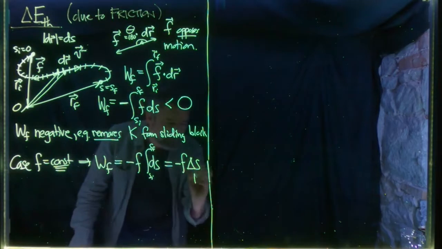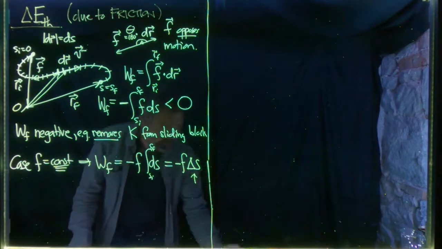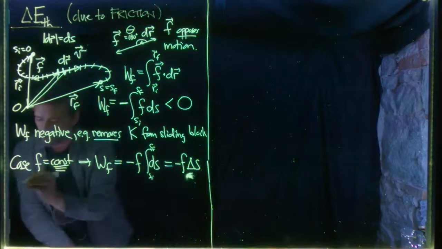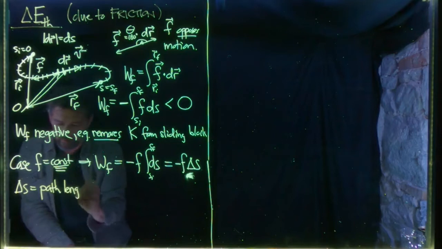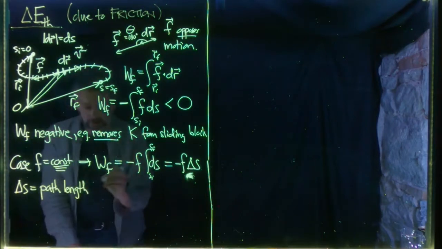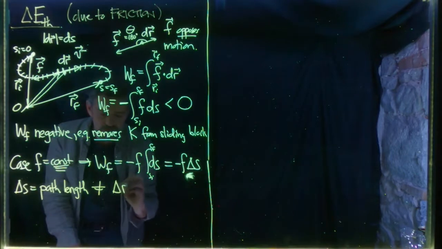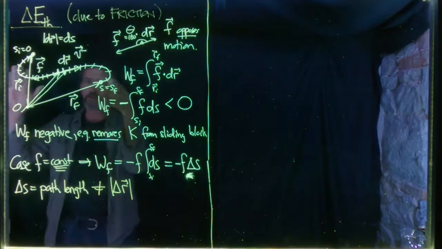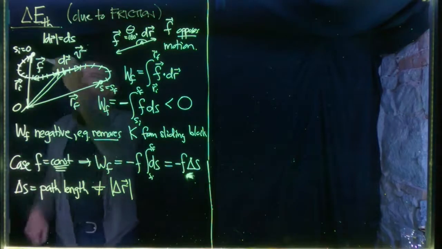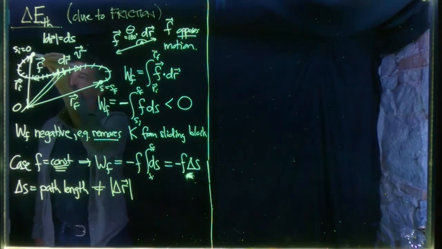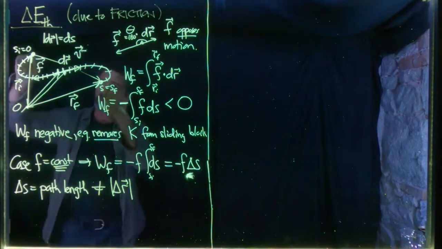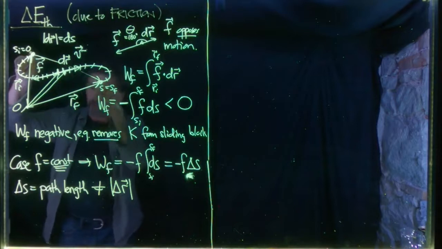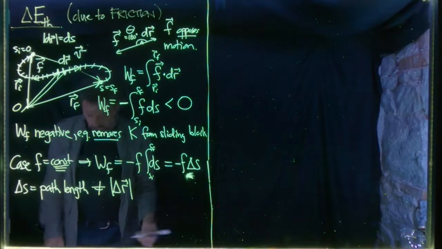So delta s, path length. Let me just write it over here. It's important. So delta s is the path length. And the path length is not, in general, the same as the magnitude of the displacement. Remember, the displacement from initial position to final position is a vector which points from initial to final. That's that vector. The length of that vector is the length of that line. And the length of that line in general is not the same as the length of the path. Okay? So pay attention to that.